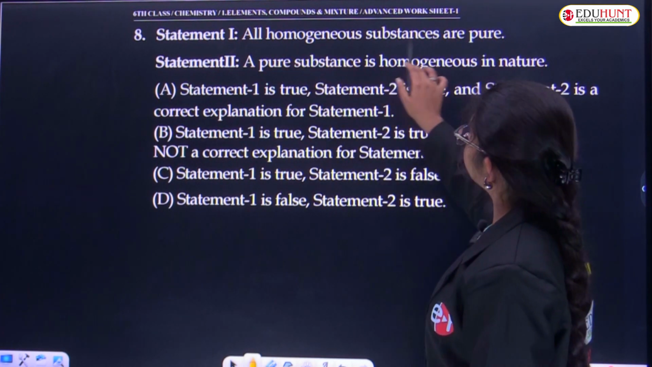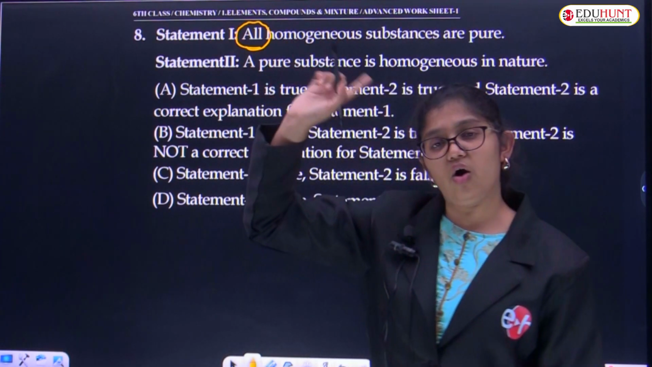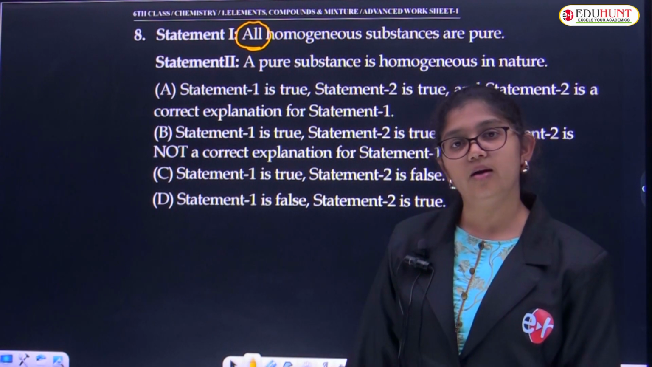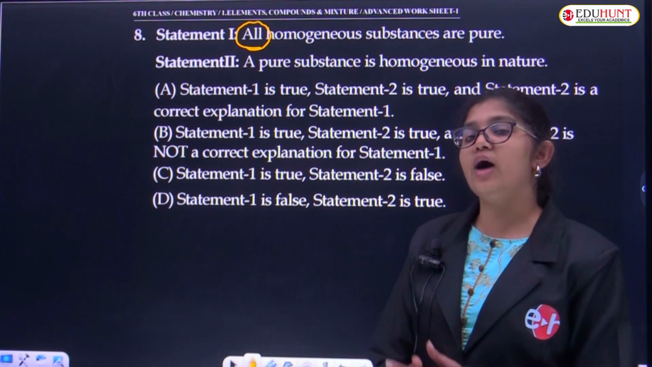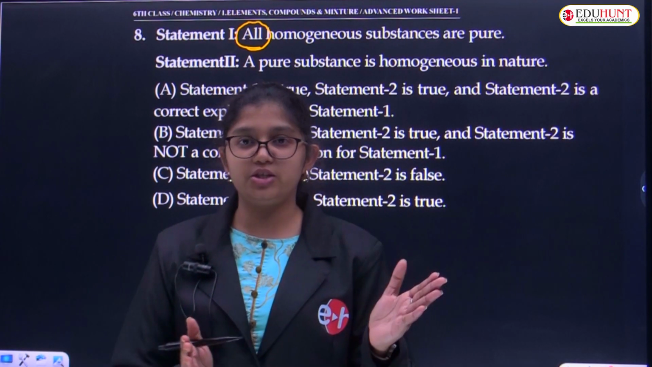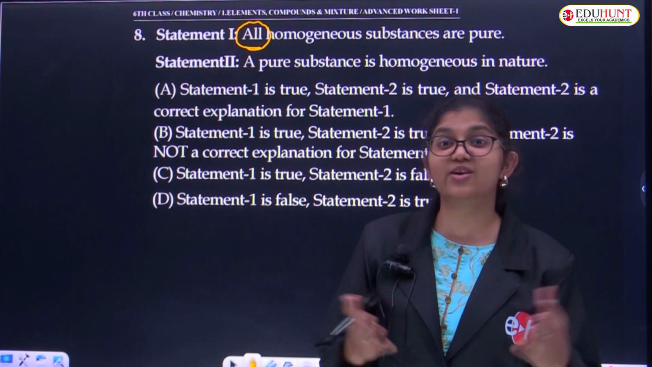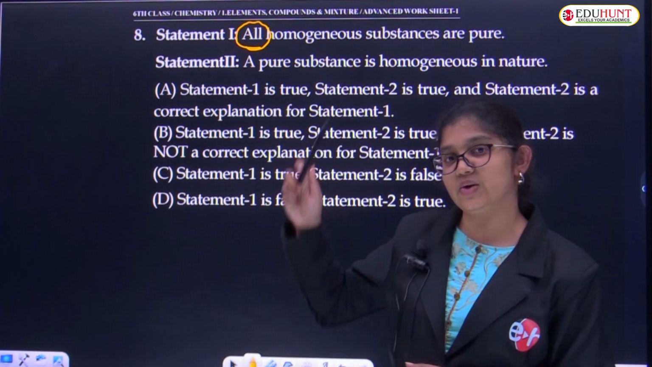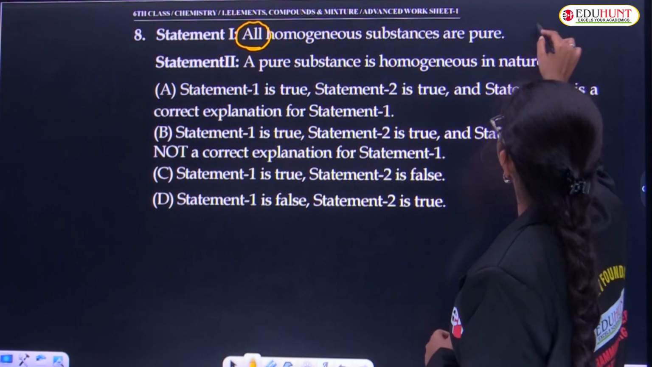All homogeneous substances are pure. They're giving the word all. Children, are all homogeneous substances pure? Why can't they be impure, like mixtures? We do have some homogeneous mixtures, right? Mixtures are classified into homogeneous and heterogeneous. So homogeneous mixtures are there, and they are not pure substances. So is the statement right? No, absolutely wrong. Very good.